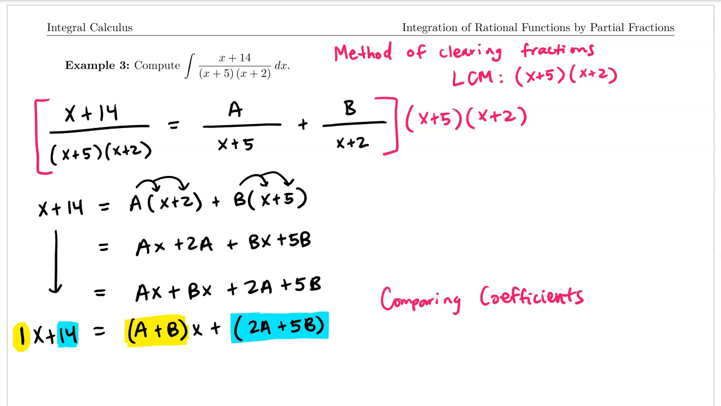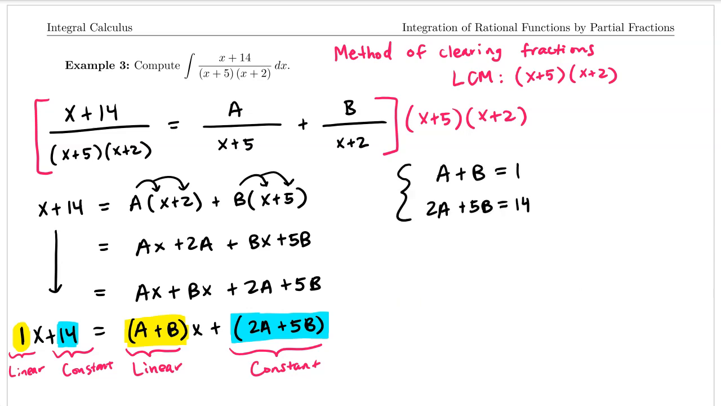So let's just reiterate. A + B here is our linear term, or the coefficient of x. 2A + 5B is our constant term. And on this side, 14 is our constant term, and 1 is our linear term. We're comparing these coefficients, and because they're equal, we end up getting a system of equations. I went ahead and copied my two equations down, and this is, again, a system of equations, and more specifically, a system of linear equations.